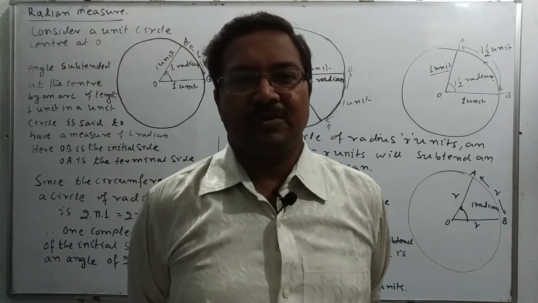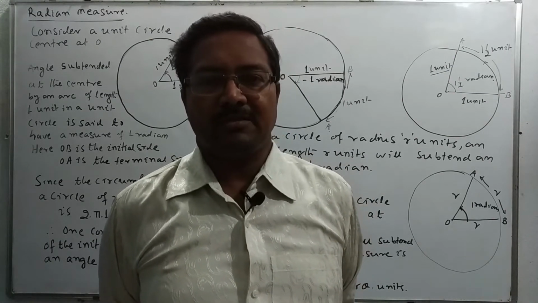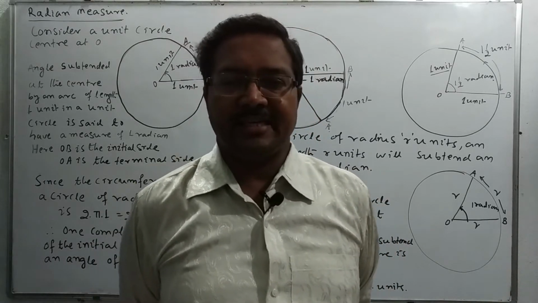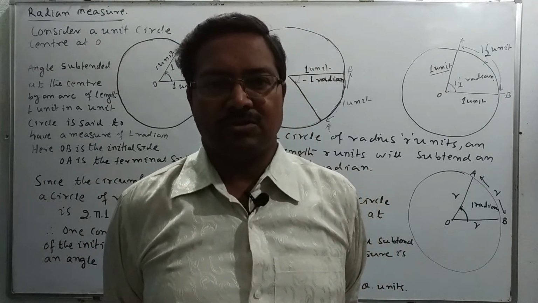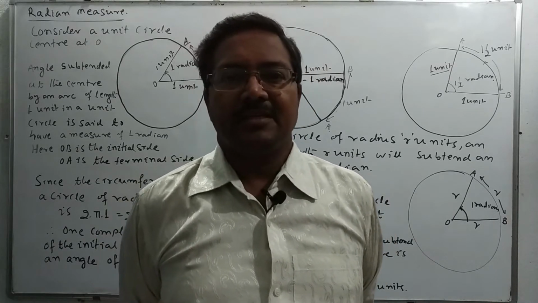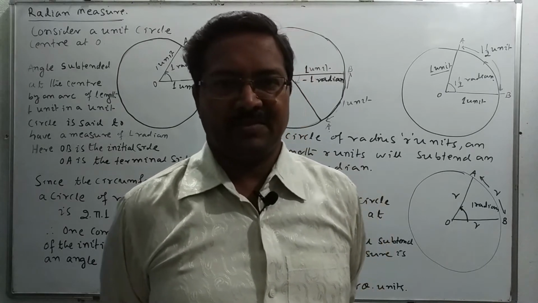Last time we have read about the degree measure. Now come to the radian measure. The measurement of angles through the degree and the radian, they play vital roles to find the values of different trigonometric ratios at different angles.